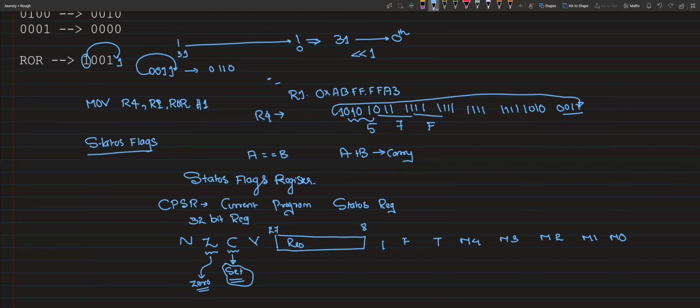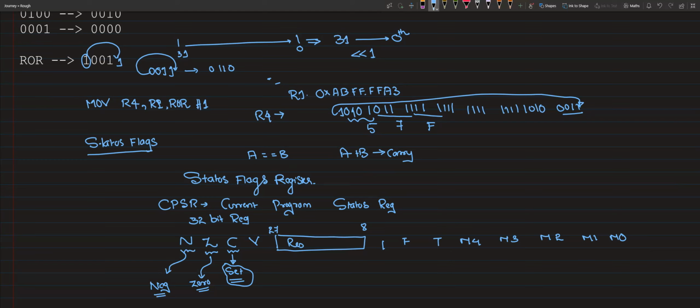So what do N and V stand for? N stands for negative flag. Whenever you subtract two numbers, if the result is negative, then this N negative flag will be set. Whenever the result is negative, this negative flag will be set.